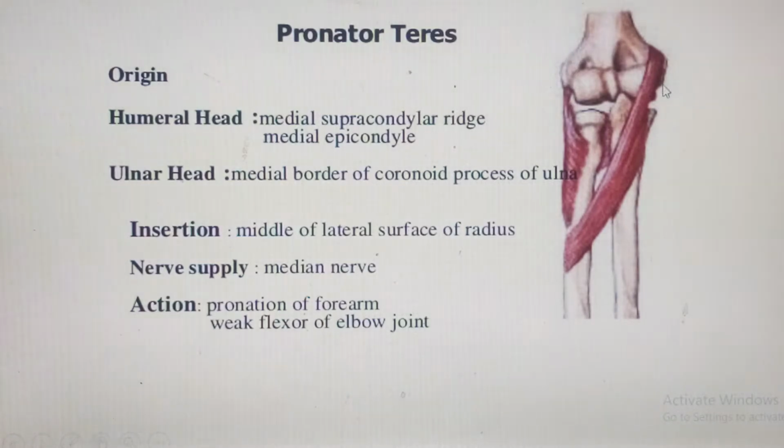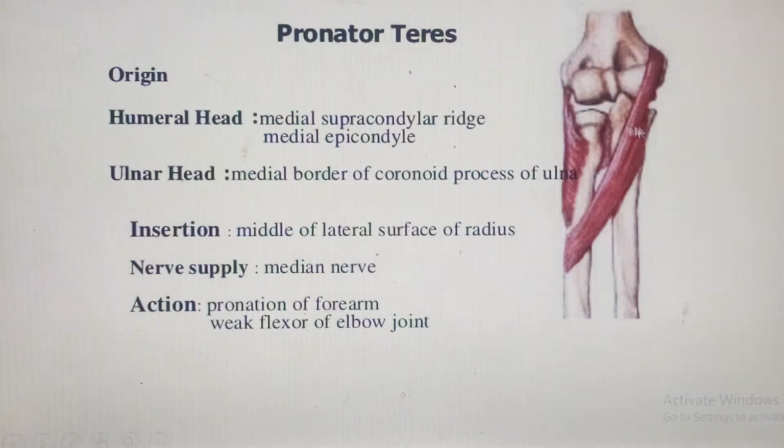But this pronator teres is not coming from the medial epicondyle, but it's coming from the medial supracondylar ridge. That's the pronator teres, its superficial head or its humeral head. Then it has another head which is taking origin from the anterior aspect of the coronoid process of the ulna, and that is what we call the ulnar head or the deep head. Now, one thing I have to tell you is that passing between the superficial head or the humeral head and the ulnar head is going to be the median nerve.